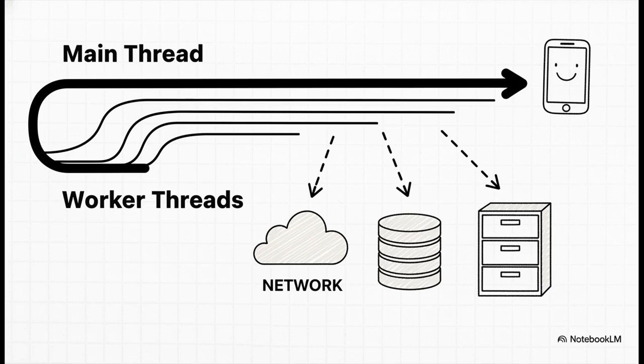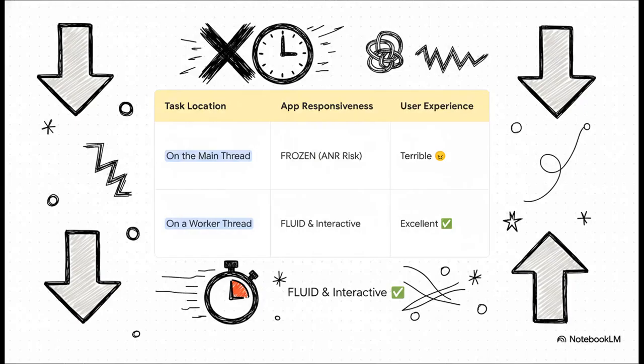You let someone else do the heavy lifting in the background, so the main thread can stay free to do its real job, keeping that UI snappy and responsive. And this table right here, it says it all. Imagine a 10-second file download. If you do that on the main thread, your app is totally frozen for 10 seconds.